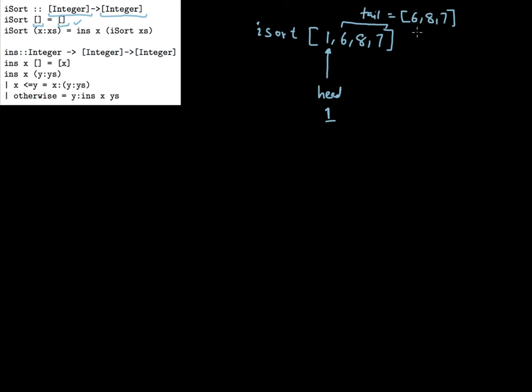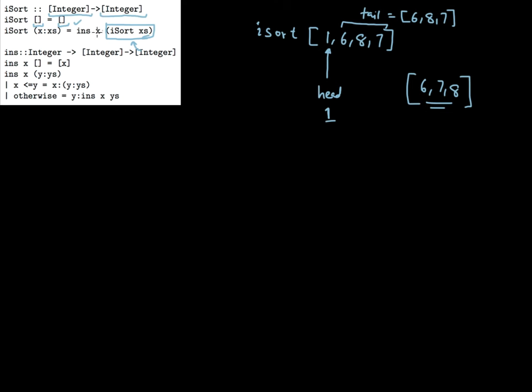And the intuition here is I'm first going to sort the tail, which is right here. I'm calling iSort, the insertion sort, again on the tail, where XS is my tail. If I call iSort on my tail and it gets sorted, it's going to look like 6, 7, 8, and that gives you back a list. So iSort on that list gives you back this list over there.